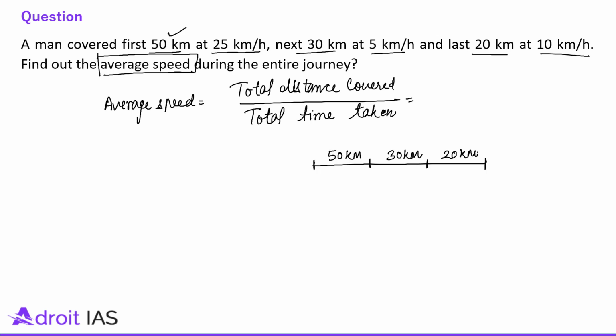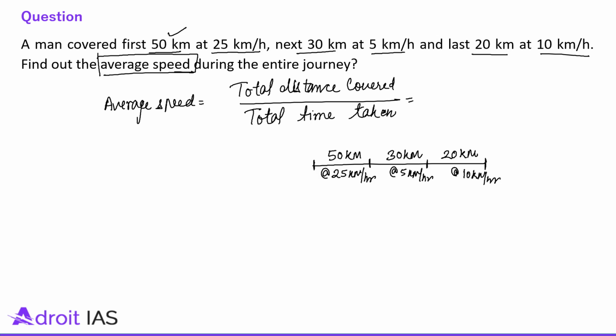So the question says a man covered the first 50 kilometers at the rate 25 kilometers per hour. Next 30 kilometers at the rate 5 kilometers per hour. And the last 20 kilometers at the rate 10 kilometers per hour. Okay, fine. So total distance covered divided by total time taken.